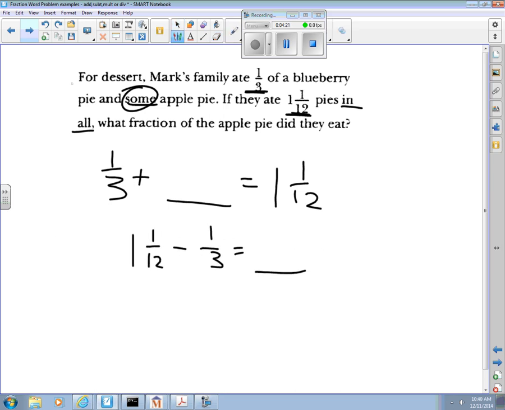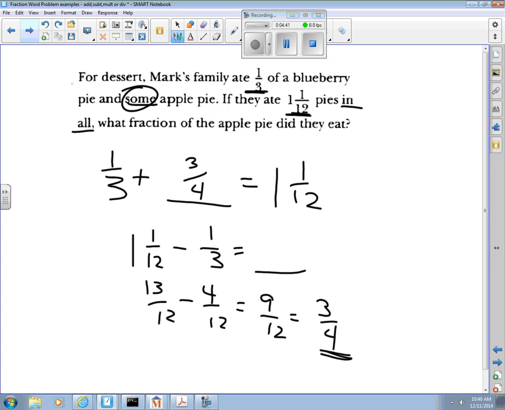1 1/12 minus 1/3. Sorry, let's change that to 13/12 minus 4/12, and that would be 9/12. I can simplify 9/12 by dividing top and bottom by 3. So my answer to the blank is 3/4. So I would then conclude, therefore, they ate 3/4 of the apple pie.